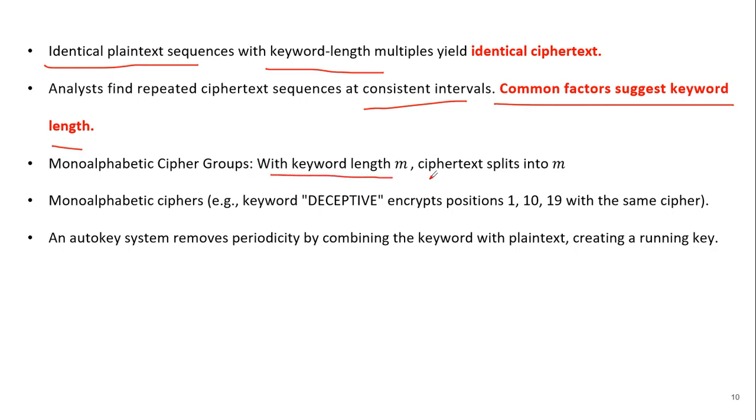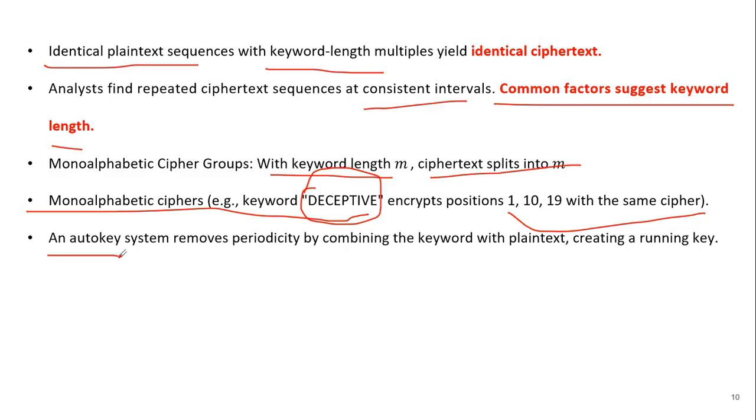With keyword length M, the ciphertext splits into M alphabets. For example, if we use the keyword DECEPTIVE, and the encrypted positions we are getting are 1, 10, 19 with the same cipher, then the attacker can find out that the length of the keyword is 9.